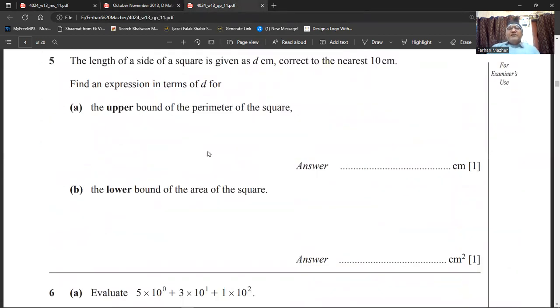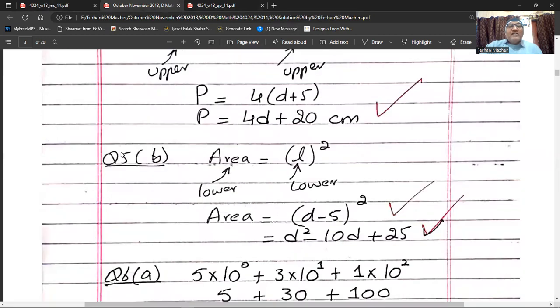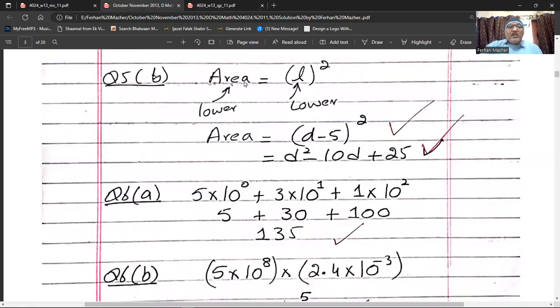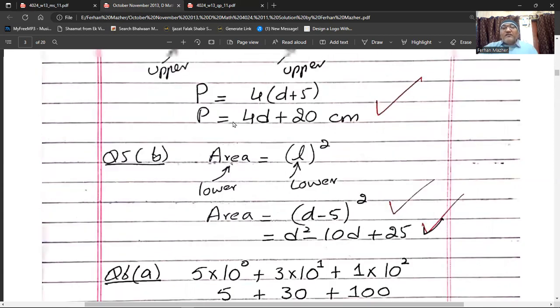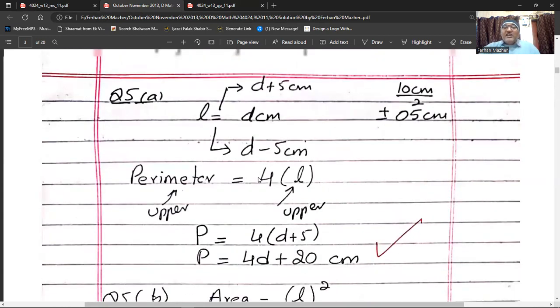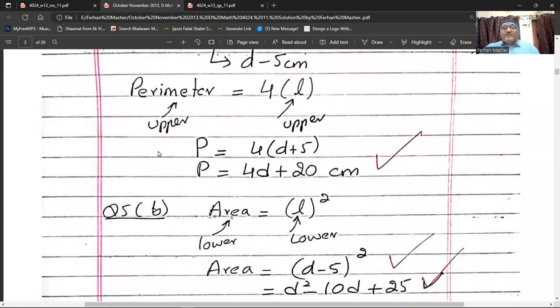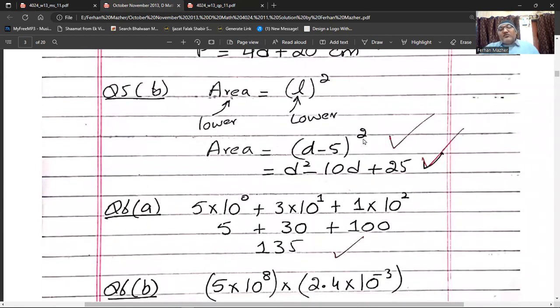Question number 5, it's B part. The lower bound of the area of the square. The area of the square is L square. So you want the lower bound of the area, so the length's lower bound will be taken. That's d minus 5, the lower bound of the length. So d minus 5, its square.